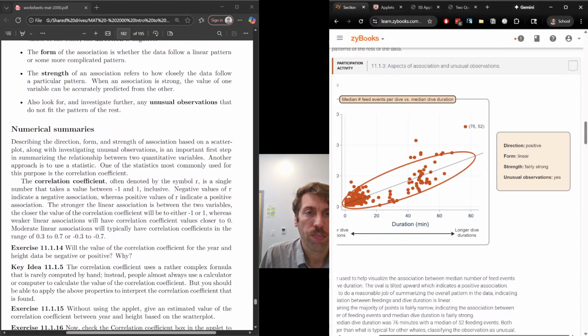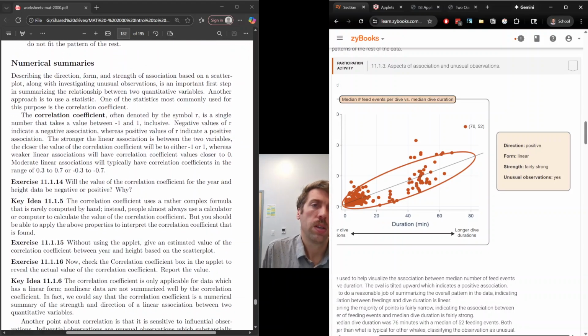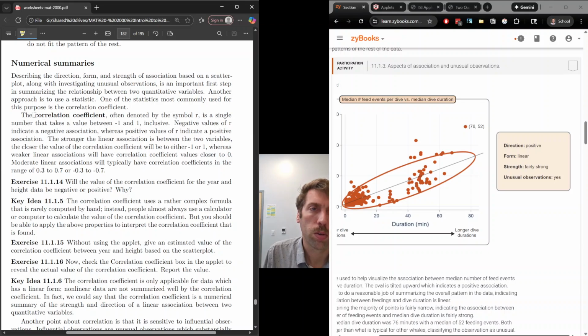Okay, now numerical summaries. So now we're talking about the correlation coefficient. It's usually described with lowercase r or capital R, depending on the textbook and what people's preferences are. In this paragraph it tells you what values of r are strong correlation, what values of r are moderate, and what values of r are weak.